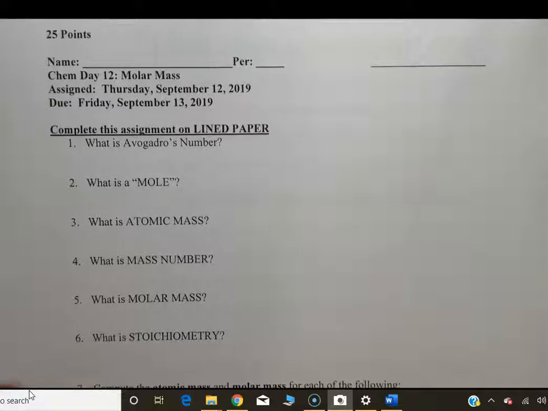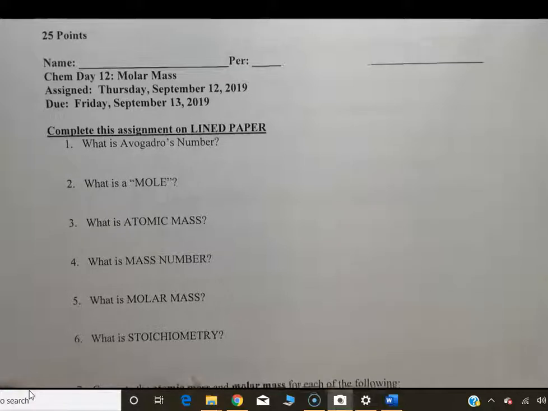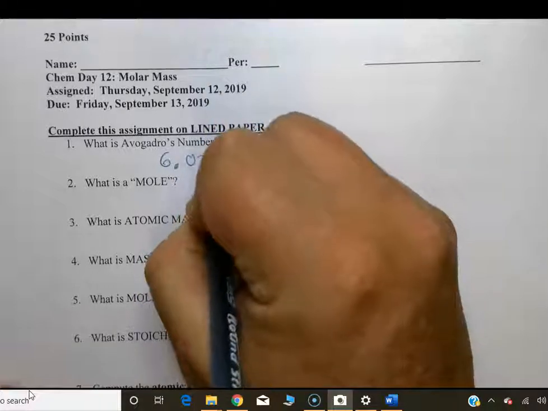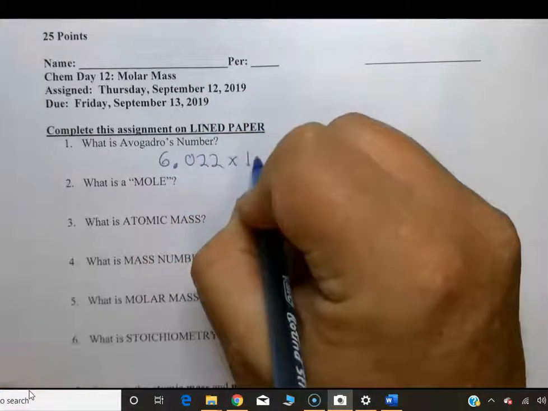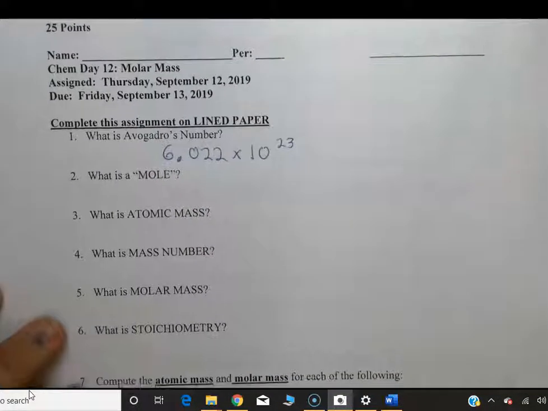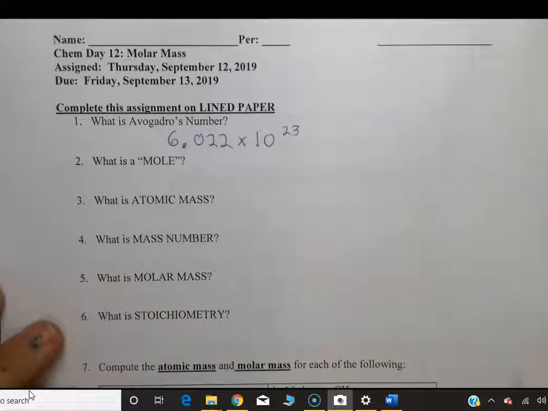So, a really important number in chemistry is Avogadro's number. Avogadro's number is 6.022 times 10 to the 23rd. It's known as Avogadro's number. We're going to talk about why that's an important number today.